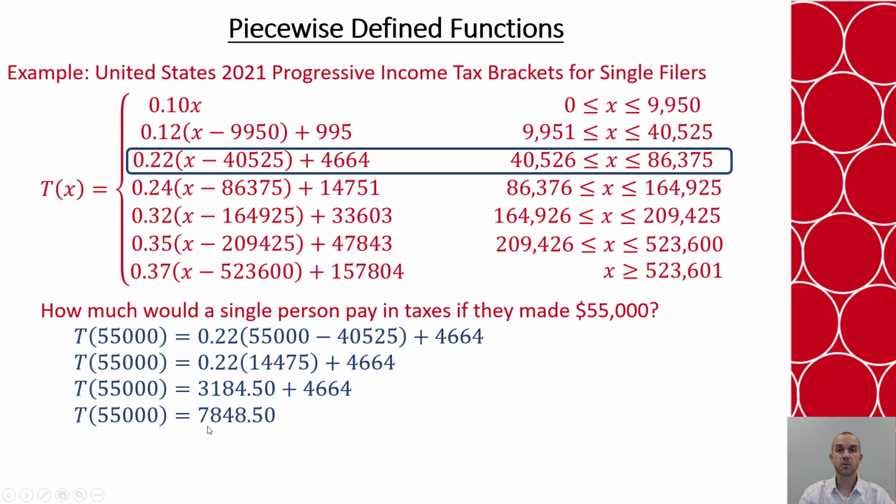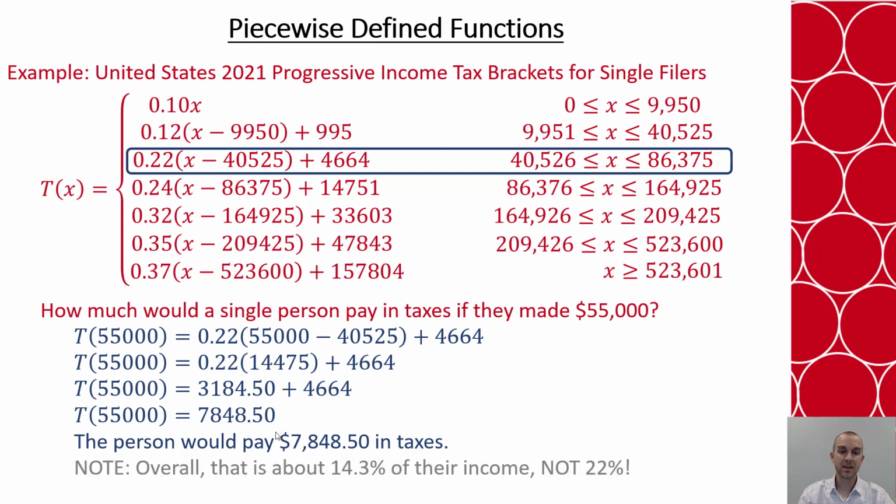So the taxes then would be $7,848.50. So in this case, if we actually look at the overall percent then, they only paid about 14.3% of their income in taxes, not the full 22%. That's how the progressive tax system works because it is a piecewise defined function.